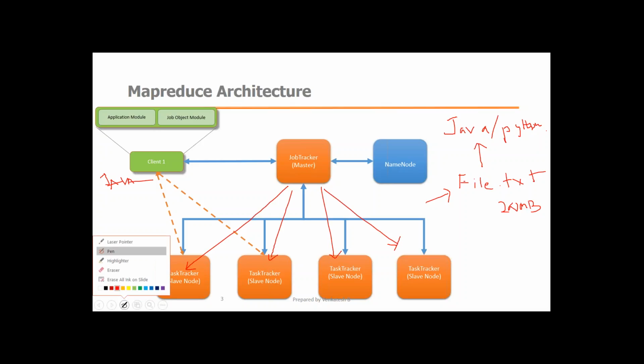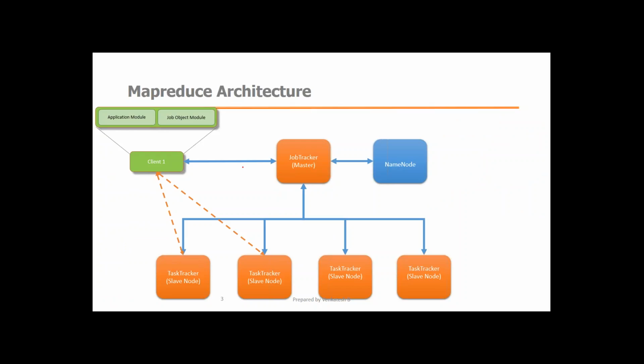Let's come back. The client interacts with the job tracker for submission of the computation request, and it also interacts with the slave nodes for retrieval of the results. It needs to store the file and it needs to retrieve the results. And whenever a particular task tracker is executing a given task, it is required to send continuous status updates to the job tracker. We will see those things in later slides.